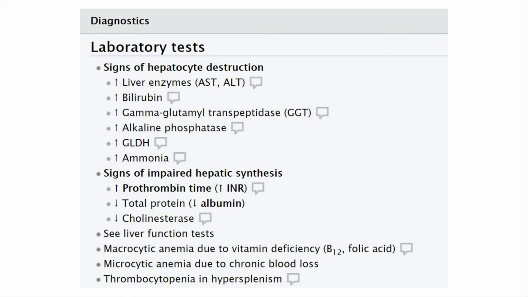a macrocytic anemia due to vitamin deficiencies, a microcytic anemia, so you can get a mixed one here from blood loss from your varices and hemorrhoids and so on, and also having a chronic disease will form a normocytic anemia, so lots of different anemia etiologies at the same time. And thrombocytopenia because all your platelets get stuck in your big gooey spleen.